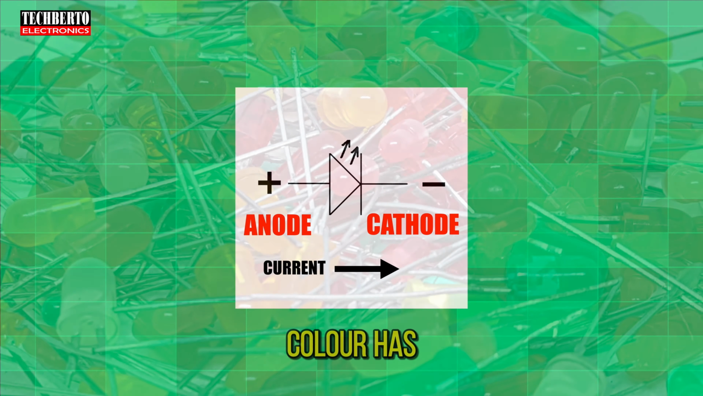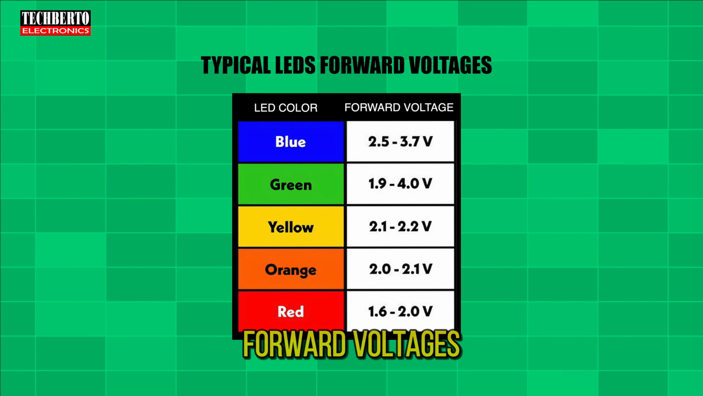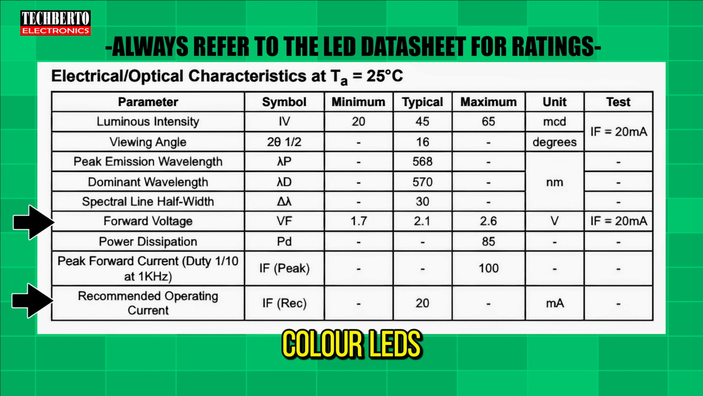Each LED color has its own needs to shine just right. Here are the typical forward voltages of different color LEDs. That's where resistors come in.